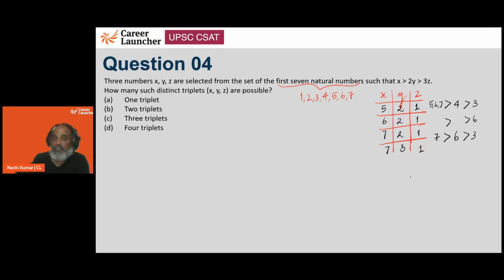Since we do not have any option which says 5 triplets, we have already obtained 4 of them. That's the highest number of triplets in the options, so we do not have to worry about anything. We are not missing anything, right?